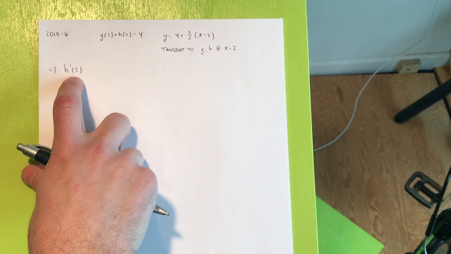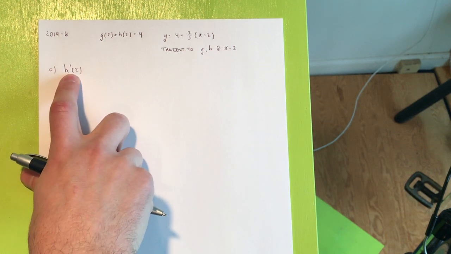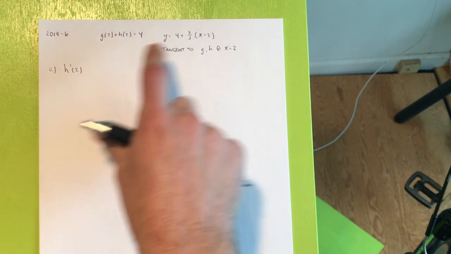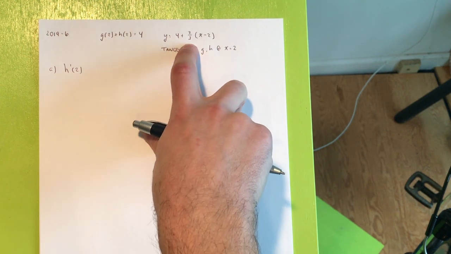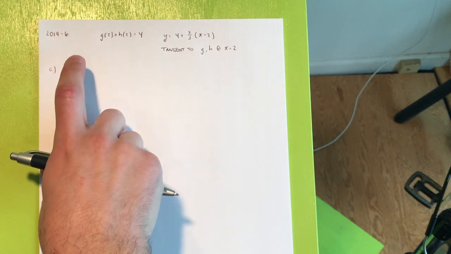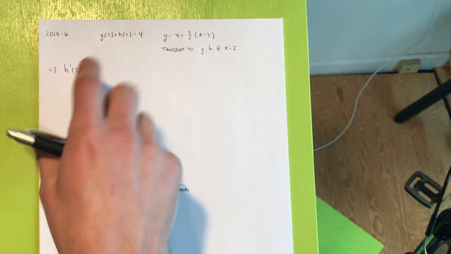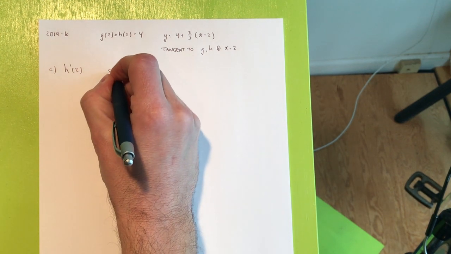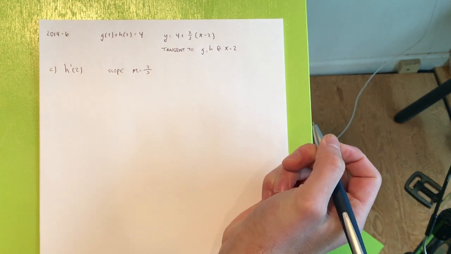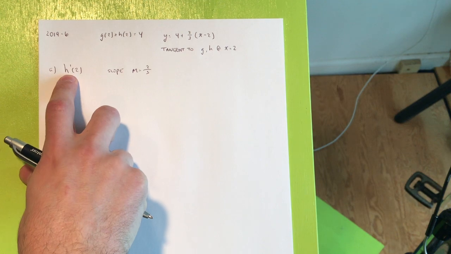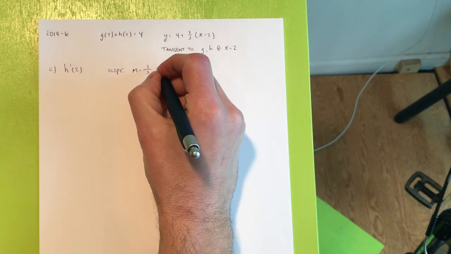Now the derivative is the slope of a function. The way I interpret this is that since we have a tangent line at that point, the slope of the tangent line matches the derivative at that point. So the slope of our tangent line is 2/3. Therefore, our derivative at that point is 2/3.